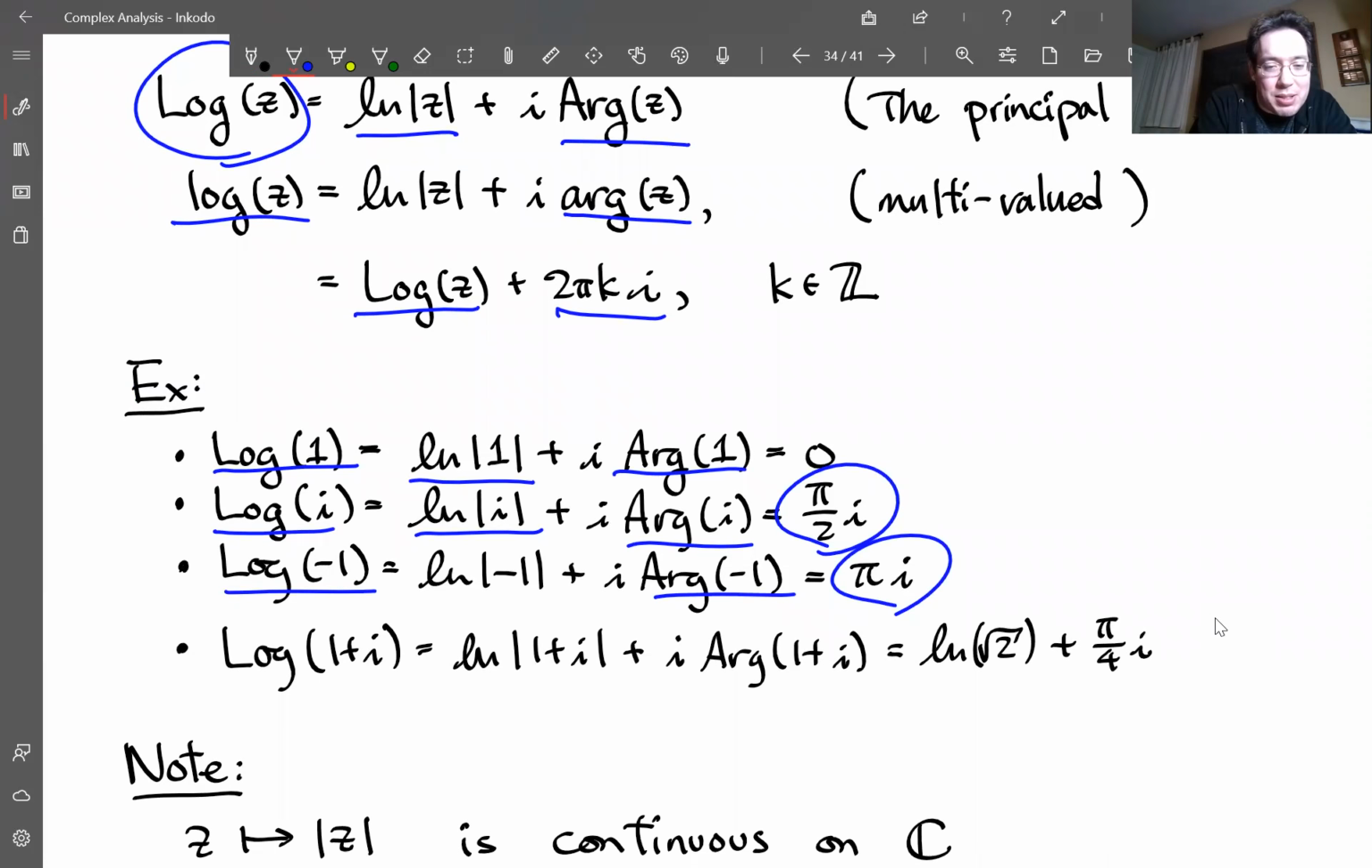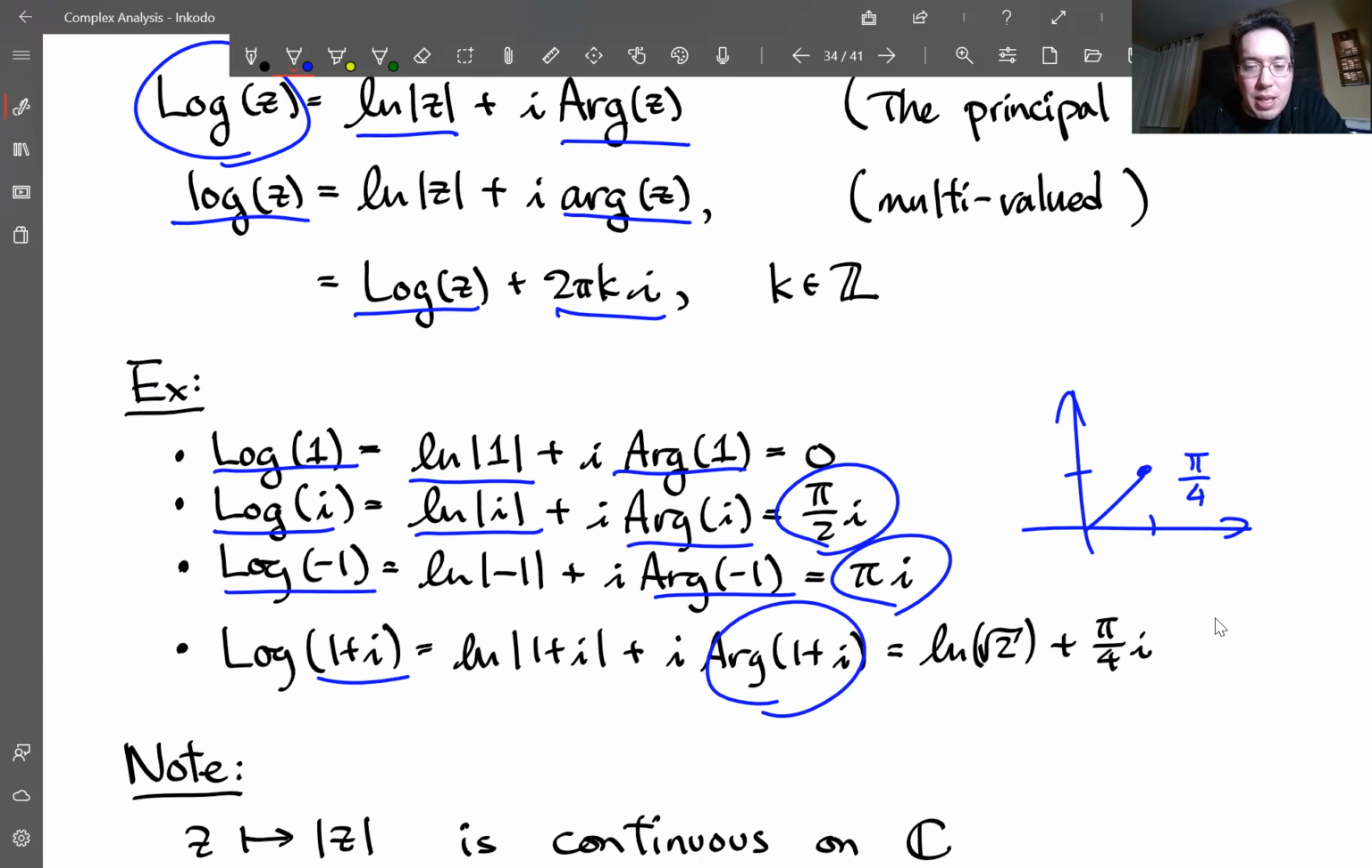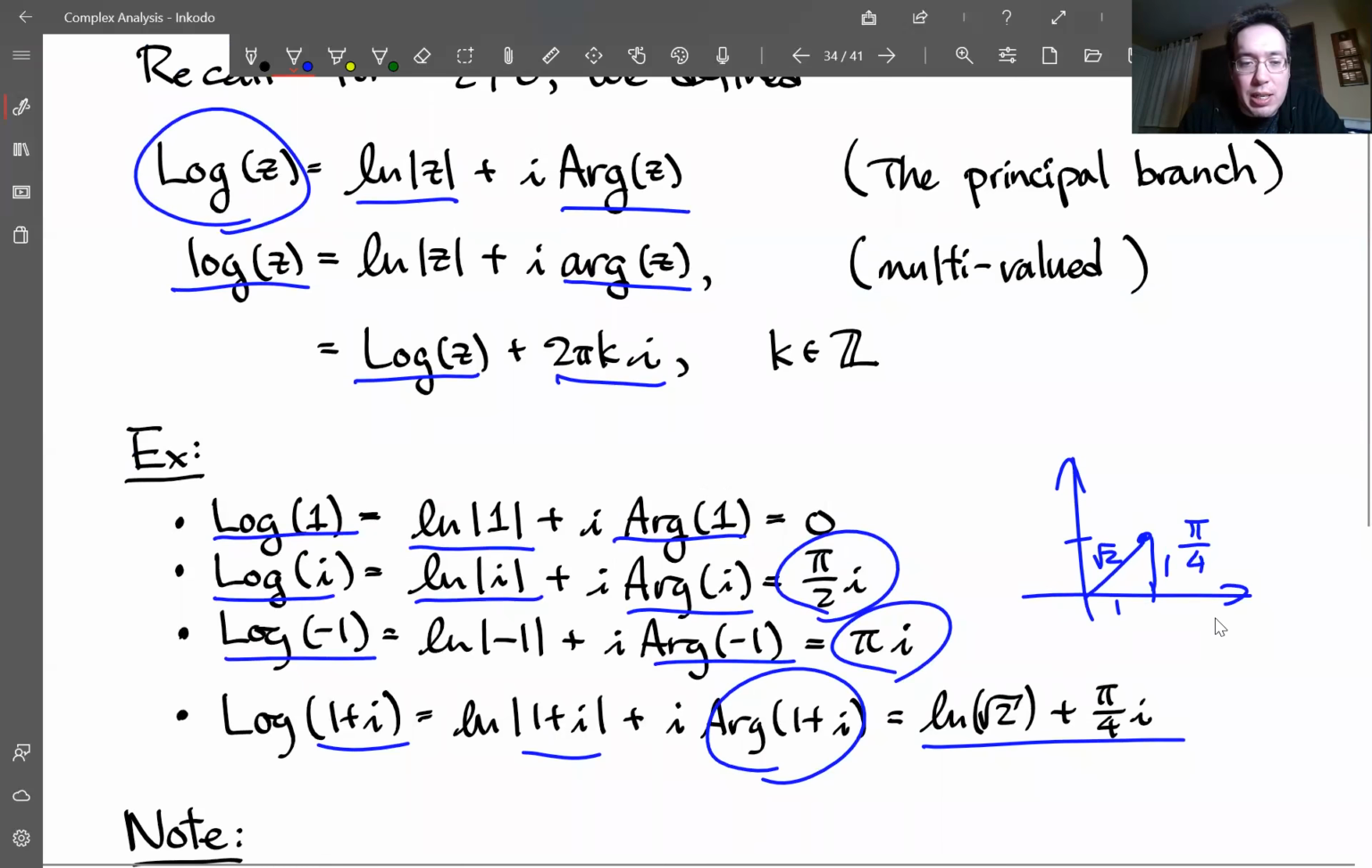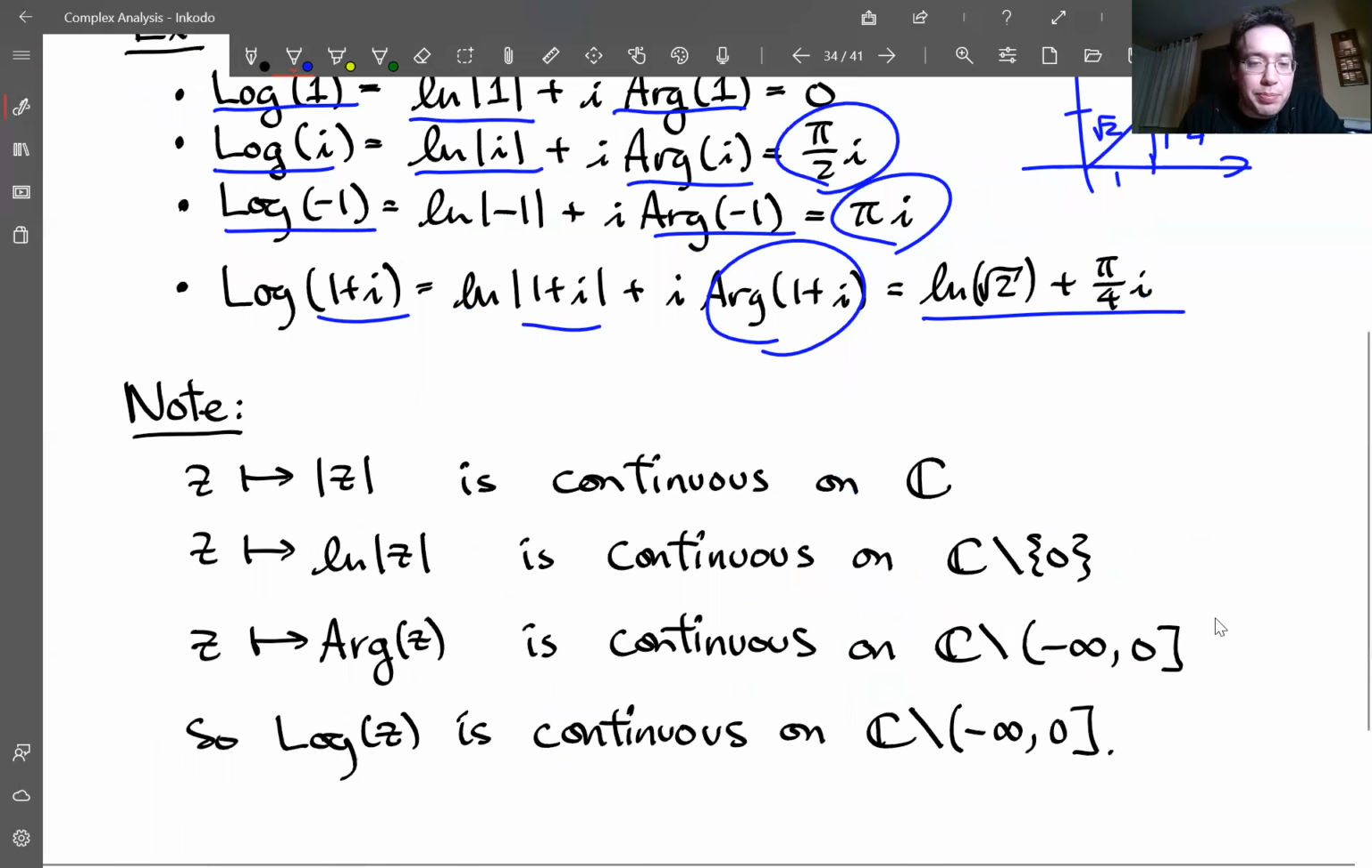We could do other complex numbers as well. So 1 plus i: if you sketch that, it's easy to see that this is a 45-degree angle, or pi over 4 radians. So that's what the argument is. And the modulus of 1 plus i is the square root of 2. So the Log is the natural log of the square root of 2 plus pi over 4 i. Hopefully this makes sense and we're getting used to how the log function computes.